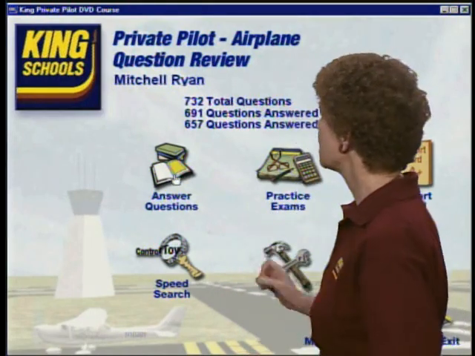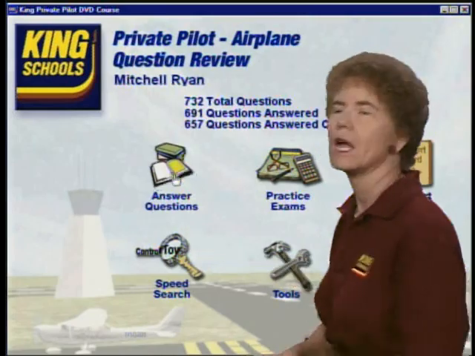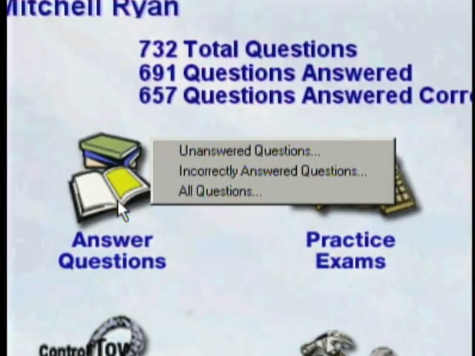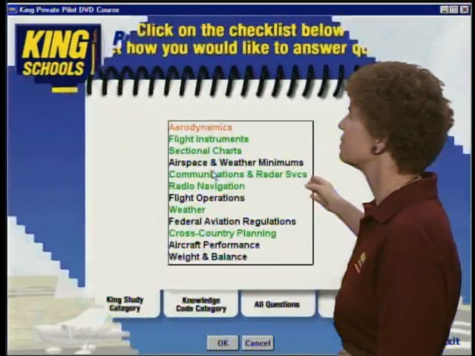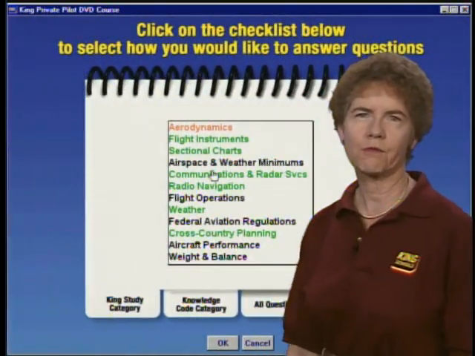On the question review menu, you'll find an icon labeled Answer Questions. In the Answer Questions section, you can review all of the questions in the FAA question bank in a number of different formats.